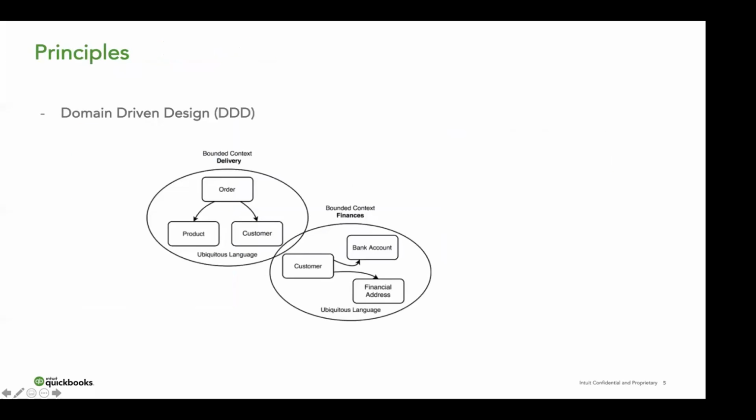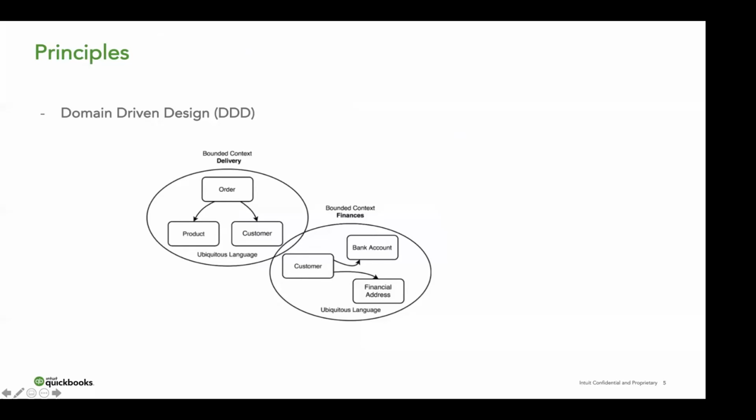Let me go through some of the principles that we used to go from monolith to microservices. The most important one that we used was domain-driven design, or DDD. This basically means that you organize your business in terms of domains. A domain has a context wherein you talk about a model. You have a ubiquitous language that you use for that model. You have teams that are focused on that model. There are experts for a particular domain.